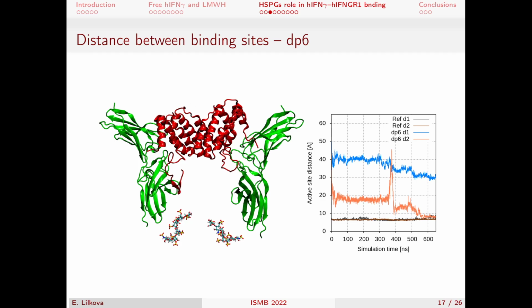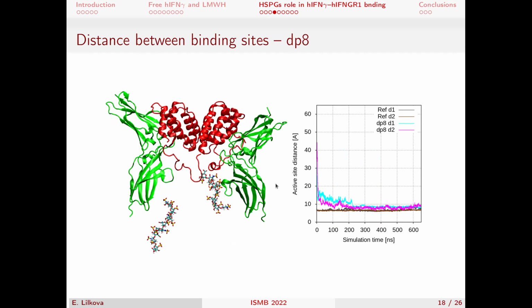However, only one of the contacting interfaces is formed properly. The other one is deformed and no binding occurs with the second receptor, as you can see here on the distance plots.